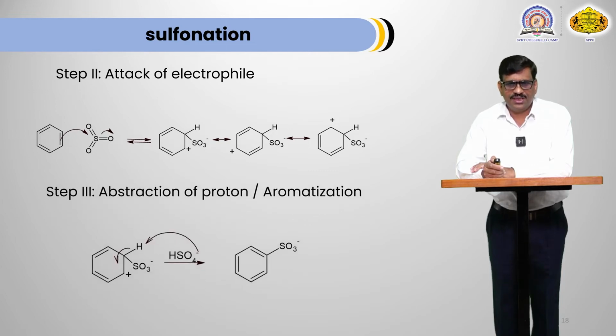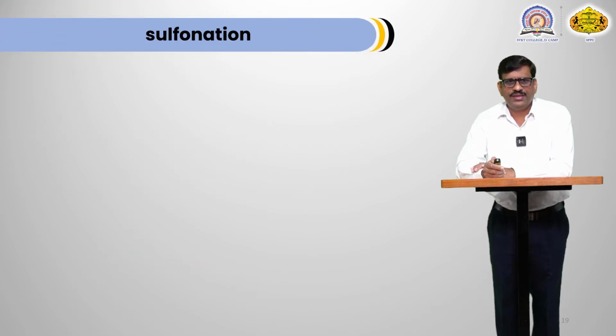And the last step is abstraction of proton or aromatization. The conjugate base, that is HSO4 minus, abstracts that proton and there is formation of the anion of benzene sulfonic acid. In this case, the anion of benzene sulfonic acid is obtained, that's why it undergoes protonation to form benzene sulfonic acid.